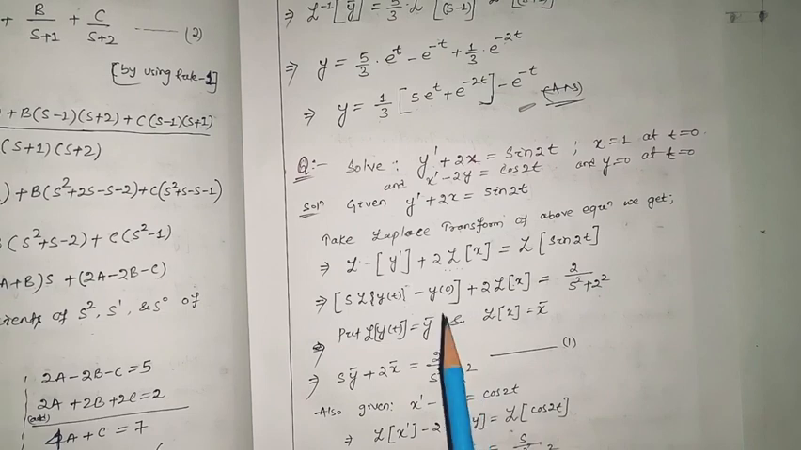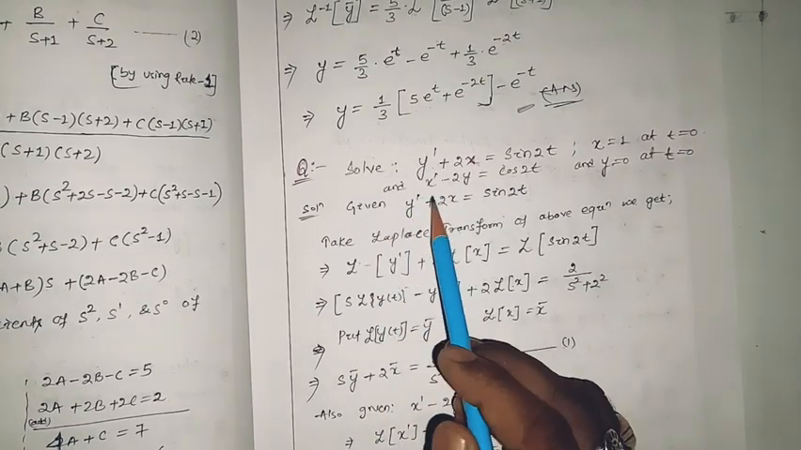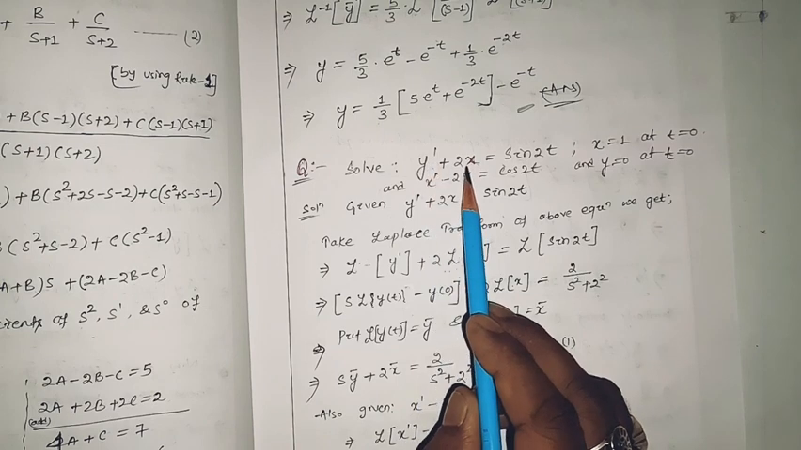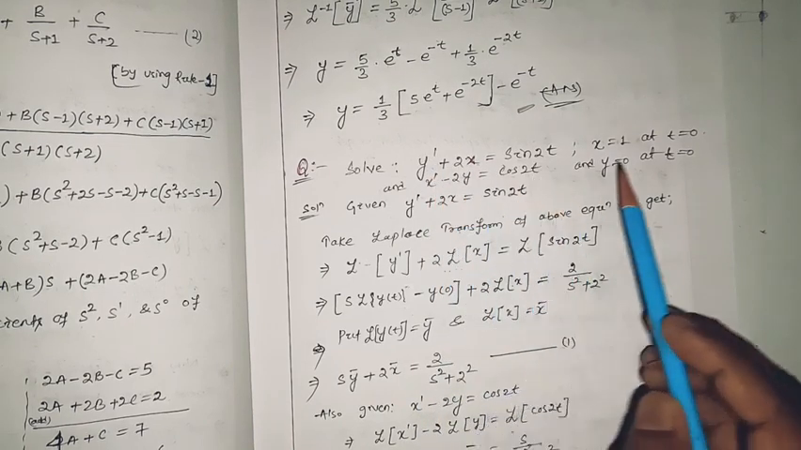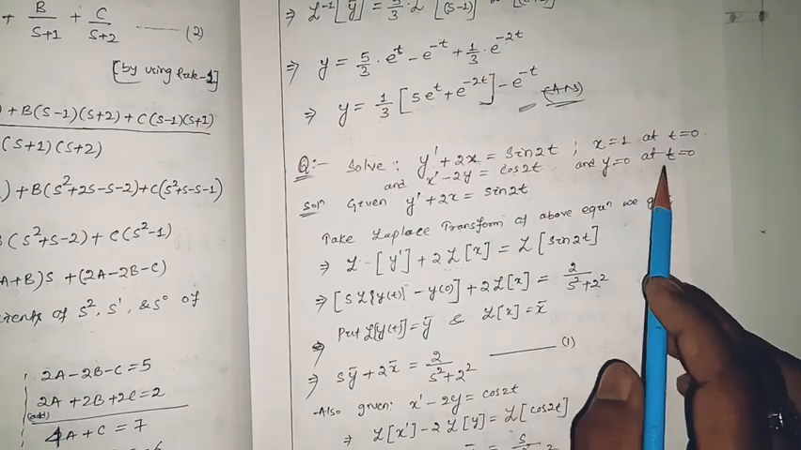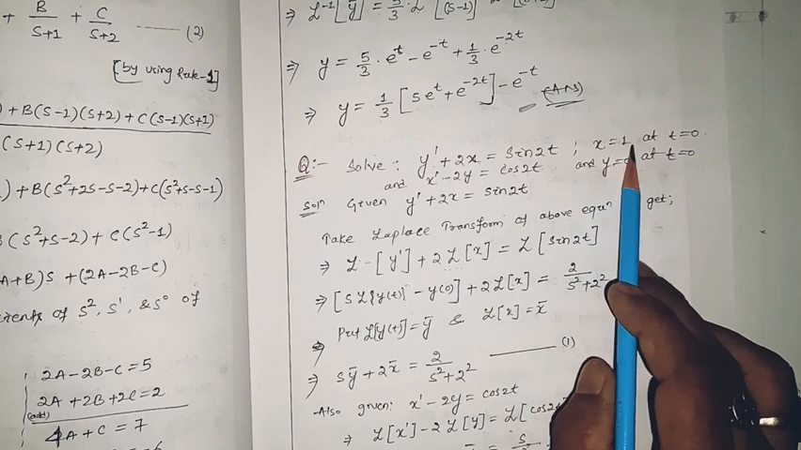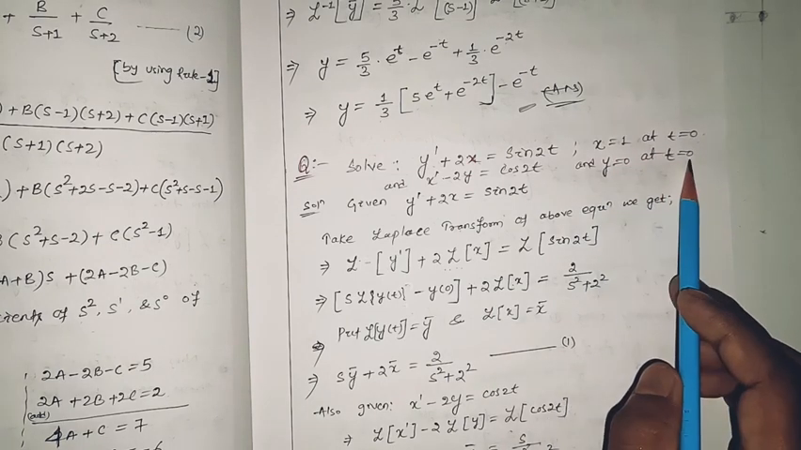Next we are going to go for another question, of a different style also. y dash plus 2x equal to sine 2t, x dash minus 2y equal to cos 2t, where initial value conditions are given as x equal to 1 at t equal to 0, y equal to 0 at t equal to 0.